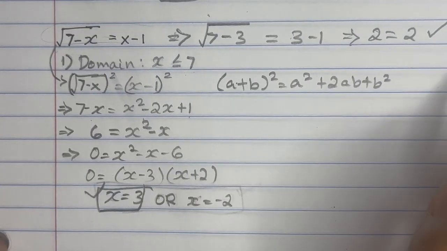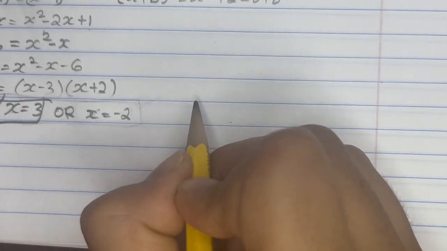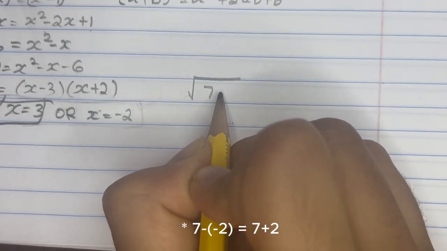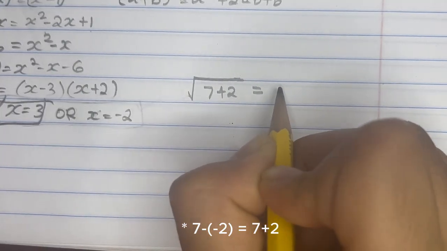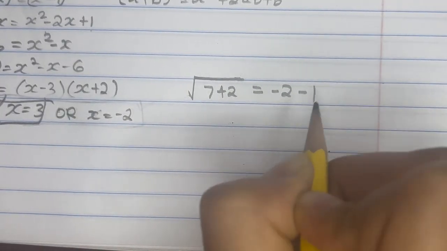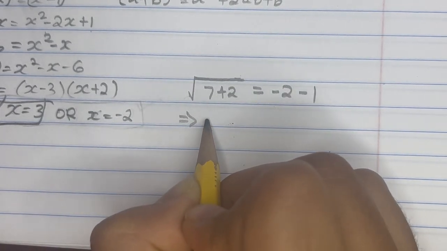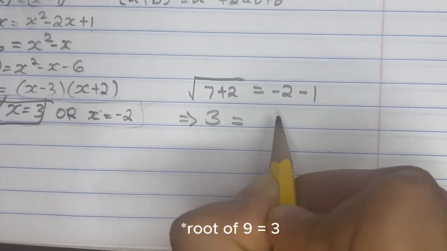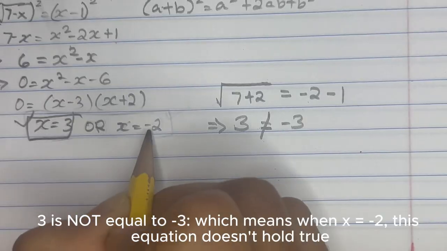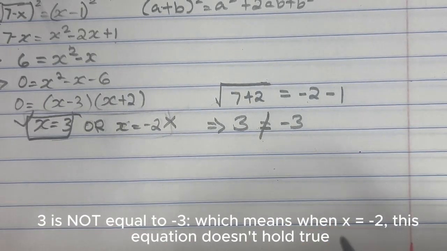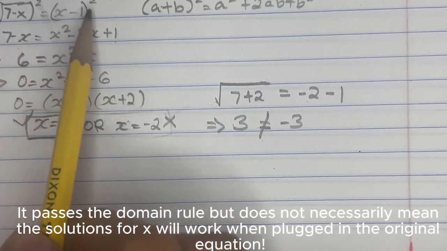Next, we're going to have to check minus 2. Let's see if minus 2 works. So I'm going to write it here. Root of 7 minus of minus 2, which is plus 2, is equal to minus 2 minus 1. So this would be root of 7 plus 2, which is root of 9, which is 3, is equal to minus 2 minus 1, which is minus 3, and they are not equal. So this won't work. It passes the domain rule, but it does not pass the original equation.